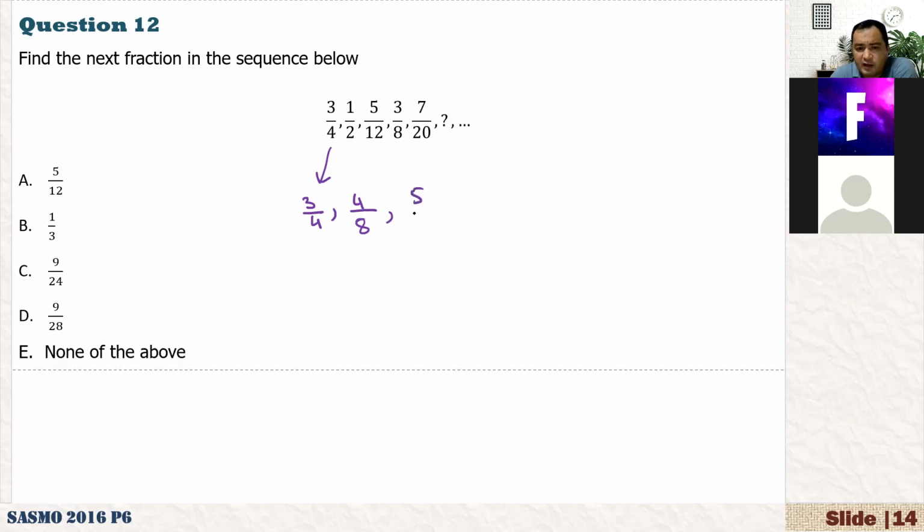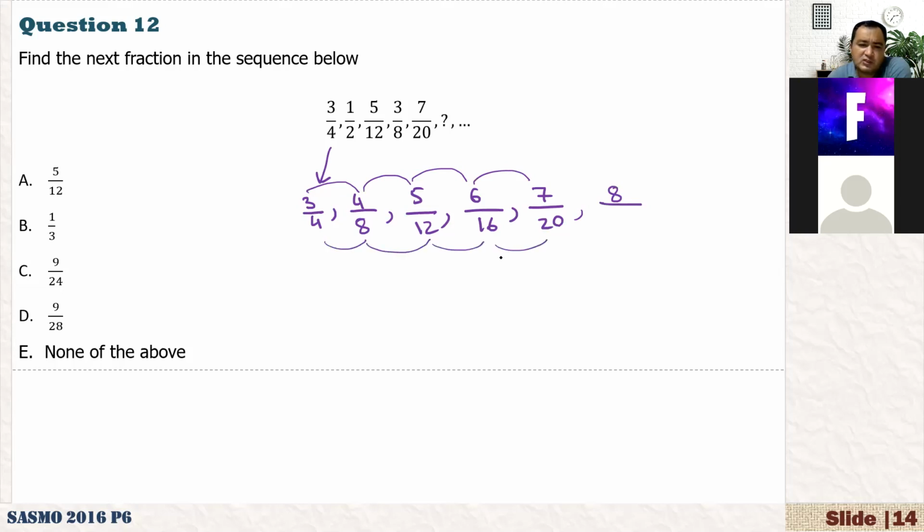Next one is 5 over 12. And next one, if you multiply by 2, is 6 over 18, and next one is 7 over 20. Now, what do you notice here? As you see, the numerators are 3, 4, 5, 6, and 7, so the next one should be 8. And how about the denominators 4, 8, 12, 16, 20? These are just multiples of 4, so the next one will be 24.